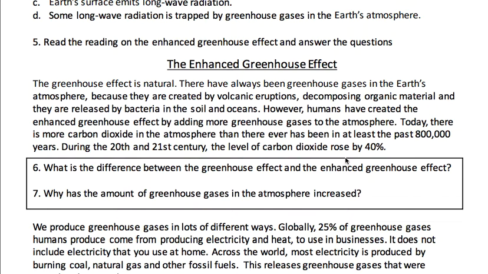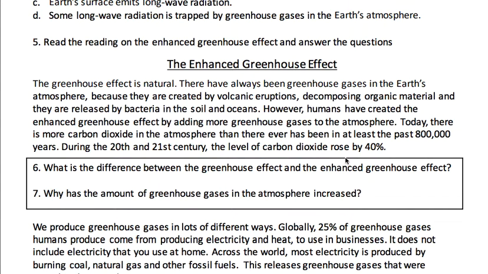Today, there is more carbon dioxide in the atmosphere than there has ever been in the past 800,000 years. During the 20th and 21st century, the level of carbon dioxide rose by 40%. Right, now let's summarise what that means together. So we know that the greenhouse effect is natural. We've just summarised what the greenhouse effect is when we did those questions before.